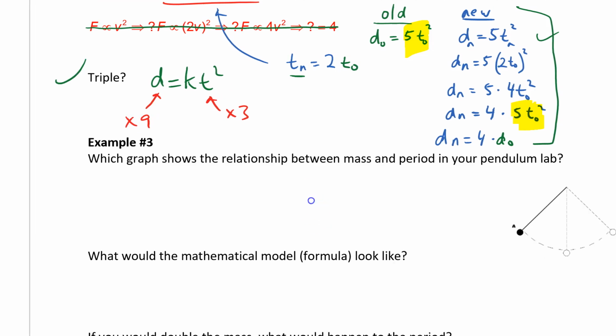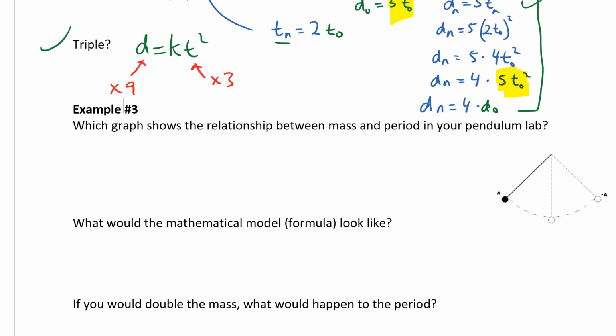Example number 3, which graph shows the relationship between mass and period in your pendulum lab? Well, hopefully you'll remember in your pendulum lab that when you graphed it, this could have been period, and this could have been the mass, or perhaps you used the word weight, I'm not sure. And it looked something like that, and this was in seconds probably. So this one was no relationship. This is what we call this one.